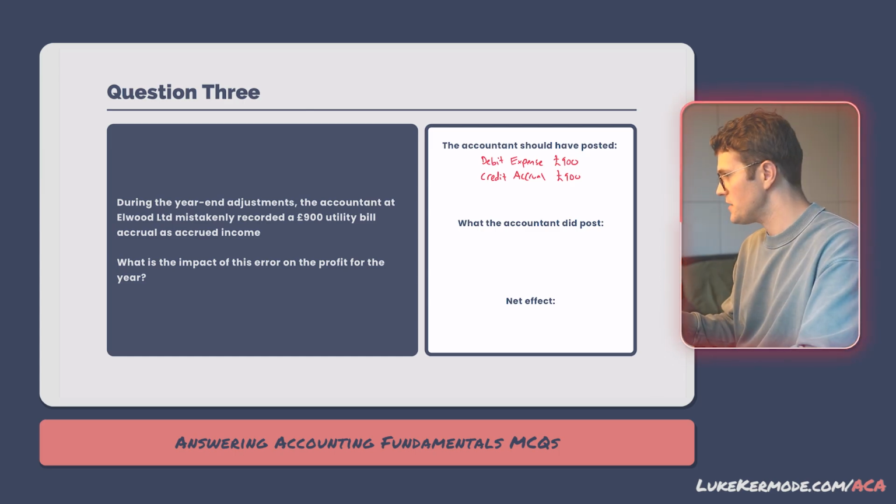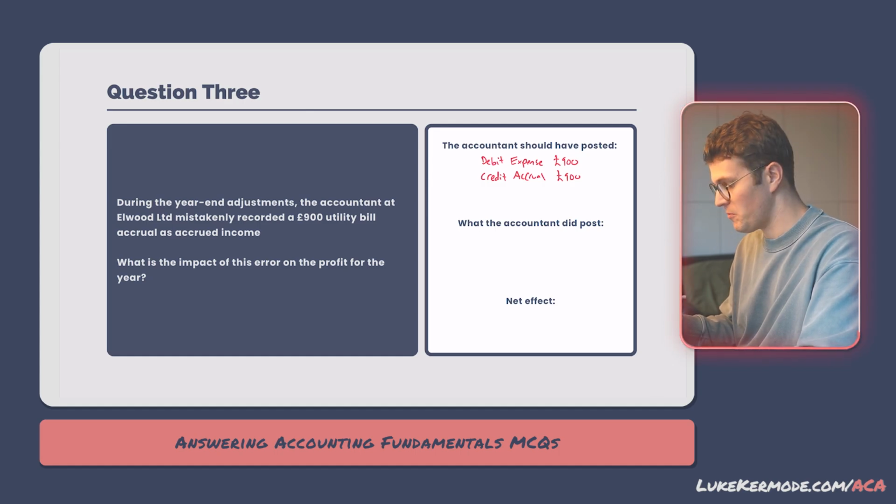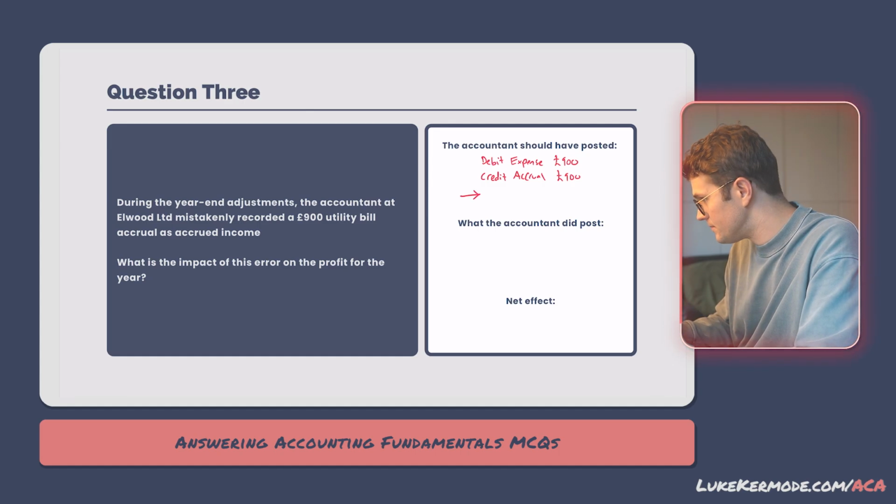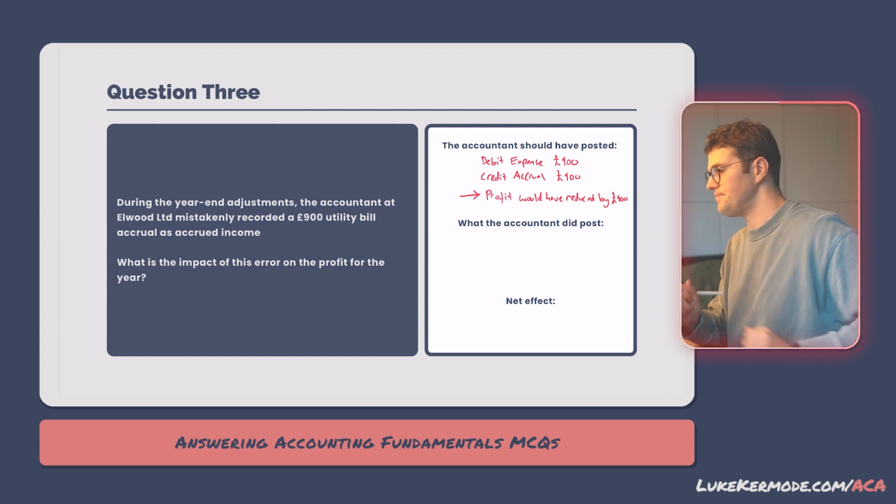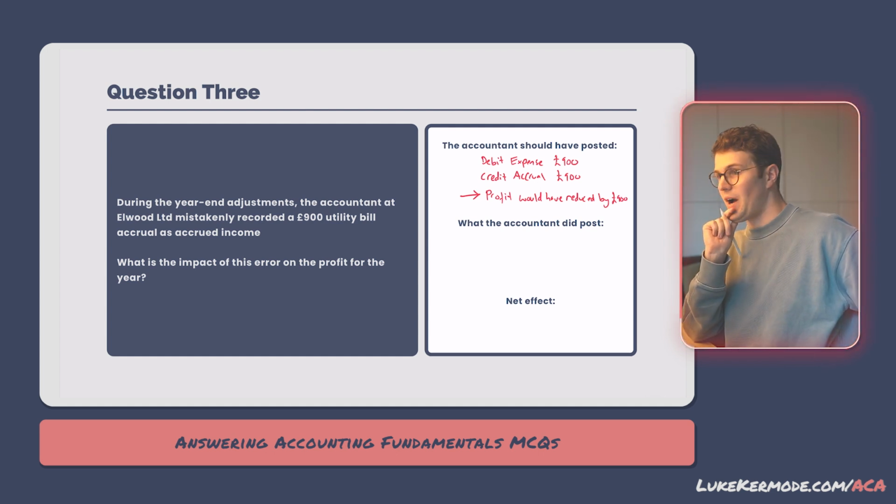So what impact would that have had on the company's profit? Well, it would have increased expenses by £900 because it would have been debiting the expense account, and therefore profit would have reduced by £900. Now let's compare that to what actually happened.